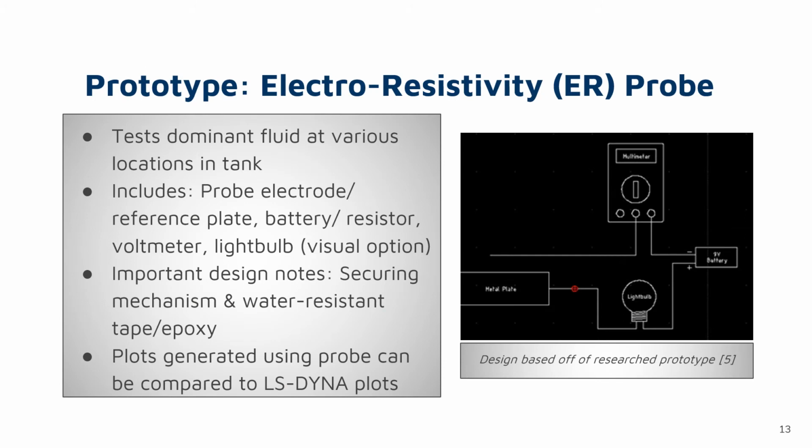Here is a design sketch of the circuitry layout for the ER probe. The probe itself is designed to be placed at any point within the tank, either suspended in the air or held in the water. With the resistivity data, it is possible to create a plot of the dominant fluid against the runtime of each sloshing trial. These plots can be compared to software-generated plots to compare data and eventually create a working baffle system within the tank. Some key components of the probe include a voltmeter for data acquisition, a battery and resistor for electrical current control, and a probe electrode and reference plate configuration for point analysis and circuitry completion.